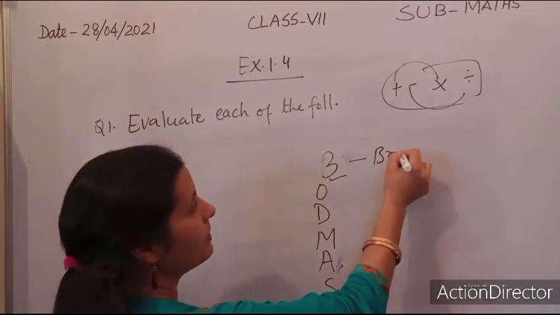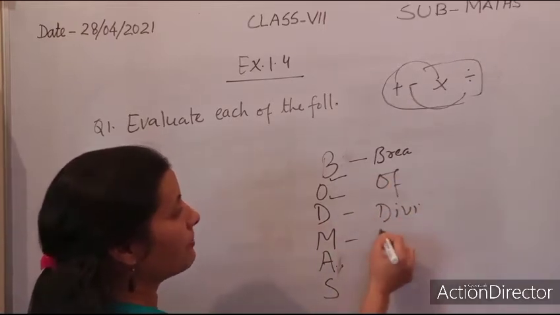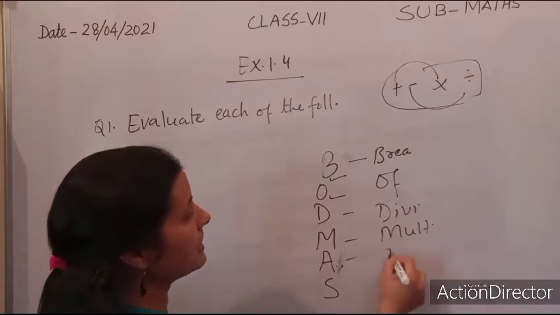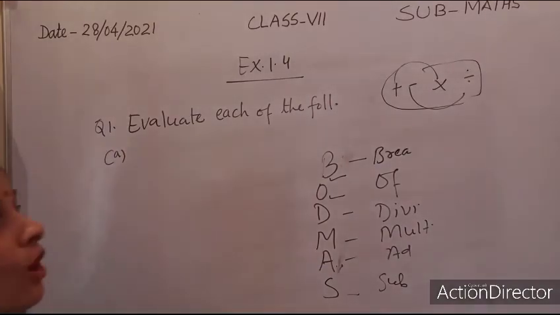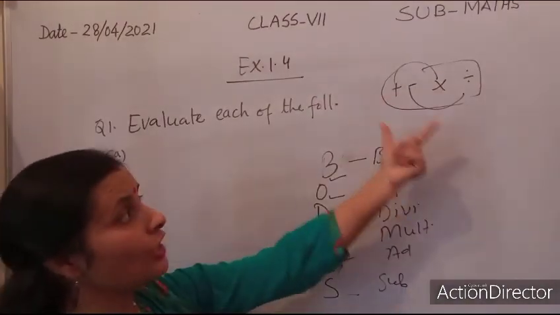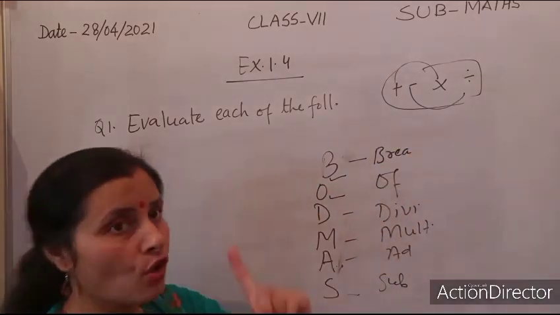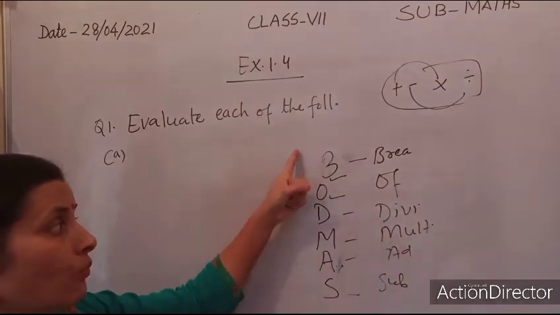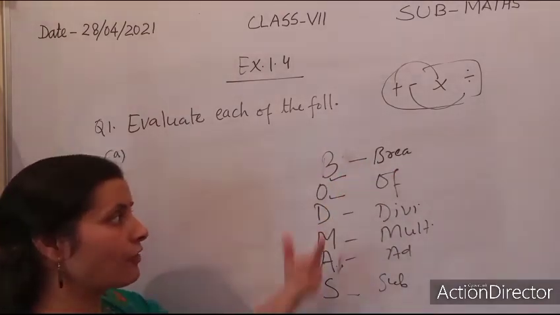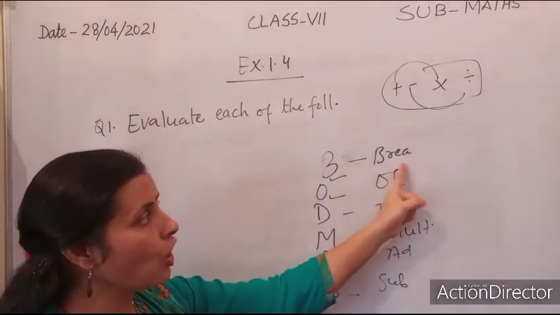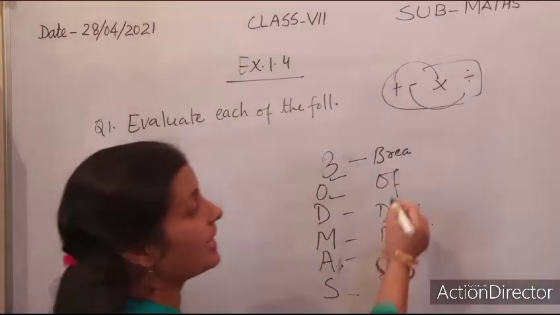B means bracket. O means of. D means division. M means multiplication, A means addition and S means subtraction. Okay, so if all the operations are given in one question, how to solve it? We will follow these instructions. First of all, we will solve the bracket. After that, of, if there is a symbol of 'of' or multiplication after that bracket. Then division. Okay. There is a difference in between.